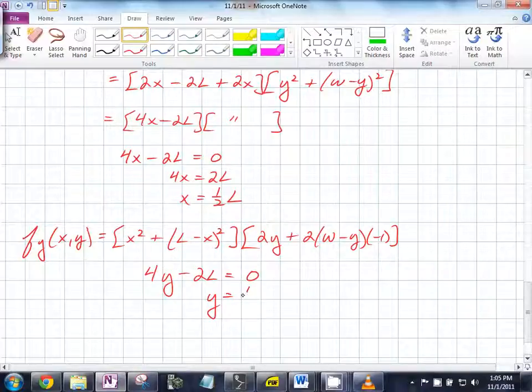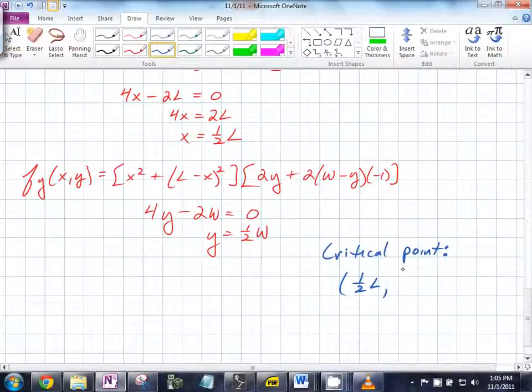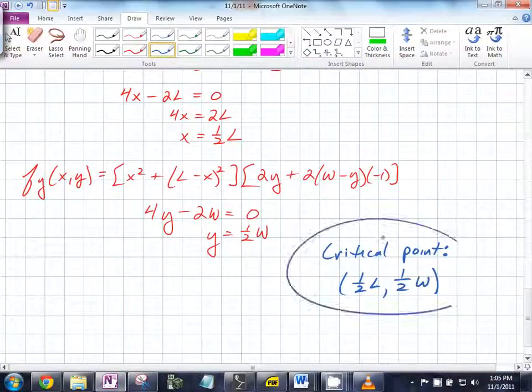Okay, so here's the thing. Our critical point is now, as we know, 1/2 L comma 1/2 W. It could be a max or a min, so what do you need to run? The second derivative test. Yeah, the second derivative test, so you need D, and that's equal to, what is that?